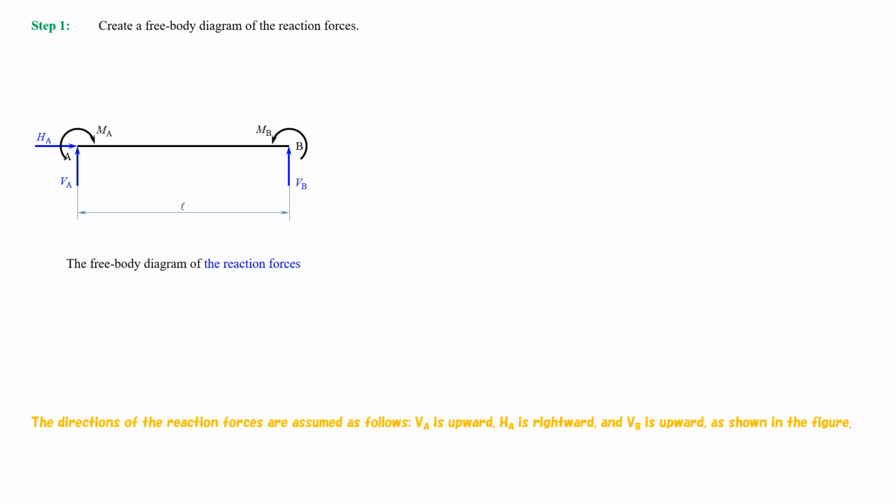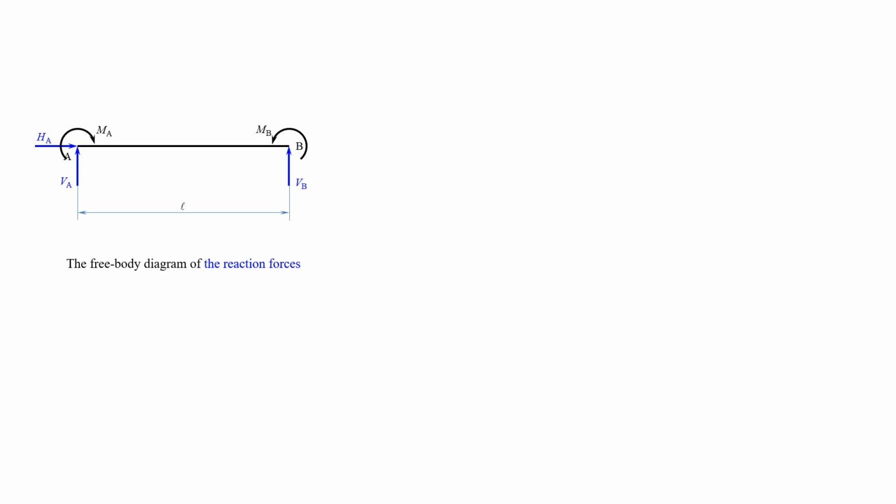The directions of the reaction forces are assumed as follows. VA is upward, HA is rightward, and VB is upward, as shown in the figure. Step 2. Determine all the reaction forces by applying force equilibrium in the three directions.